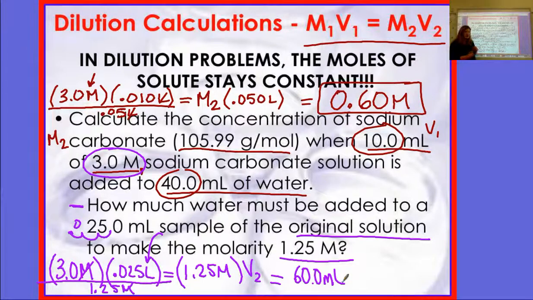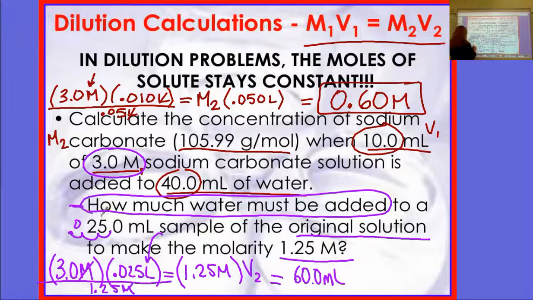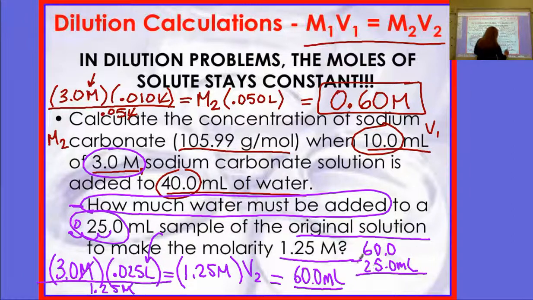But be careful which way the question is worded. It says, how much water must be added? I started with 25 milliliters. My final volume has to get to 60. So 60 minus 25. How much water has to be added? If I'm using 25 milliliters of my standard solution, I need to add 35 milliliters of water to get it up to the 60 total final volume mark. Just be careful how the question is worded.